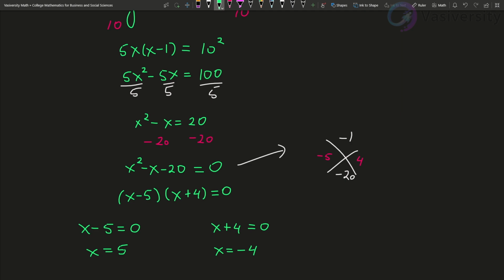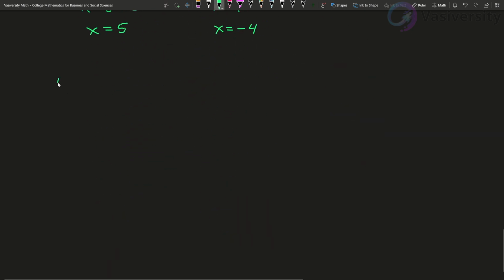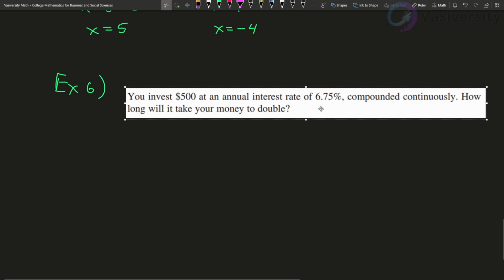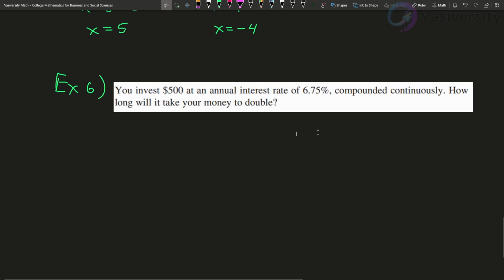Okay, now let's go ahead and recall that last time we learned about compound interest and we learned some formulas. So let's actually take a look at some application problems. I'm going to say example 6. Let's talk about the compound interest problem. Let's say that you invest $500 at an annual interest rate of 6.75%, and it's compounded continuously. How long will it take your money to double?